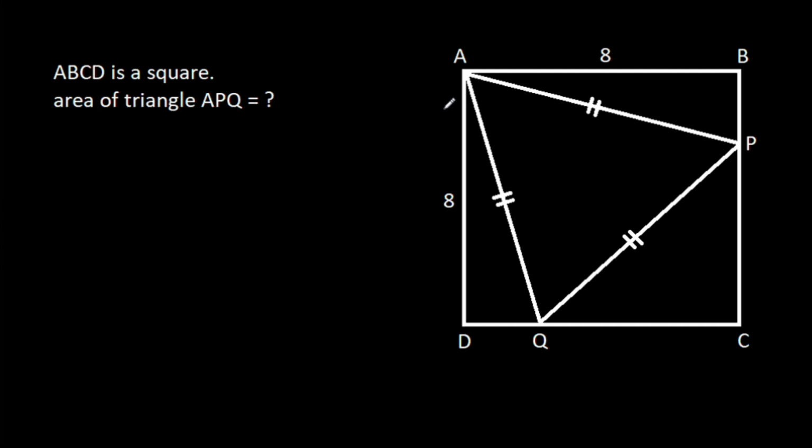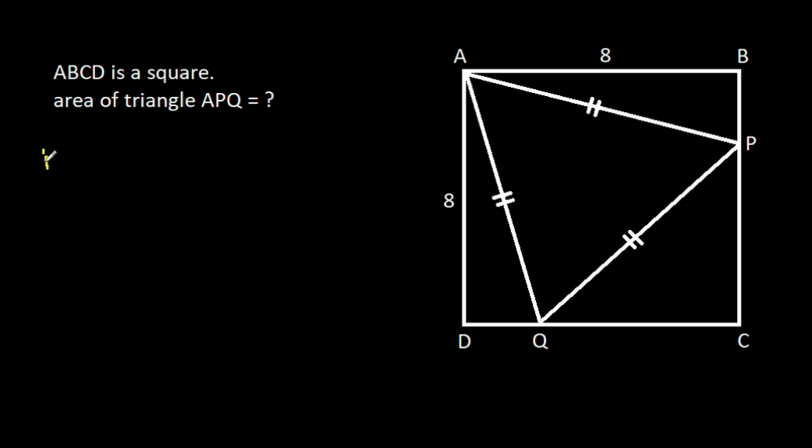In this video, we have been given that ABCD is a square and AB is 8. AP is equal to AQ is equal to PQ. Then we have to find the area of APQ.